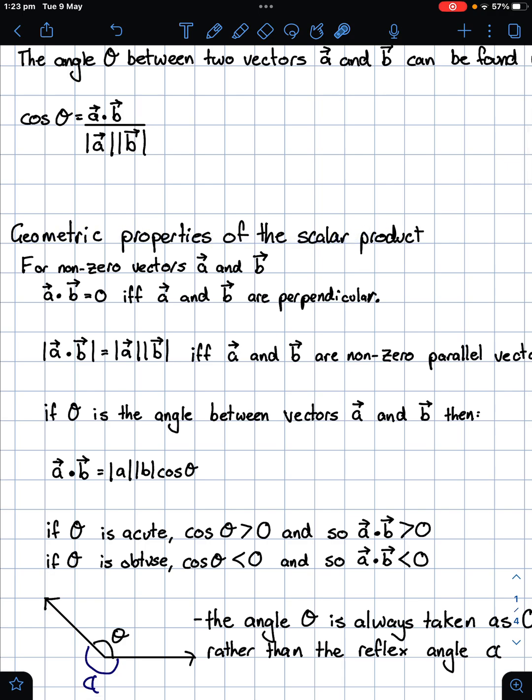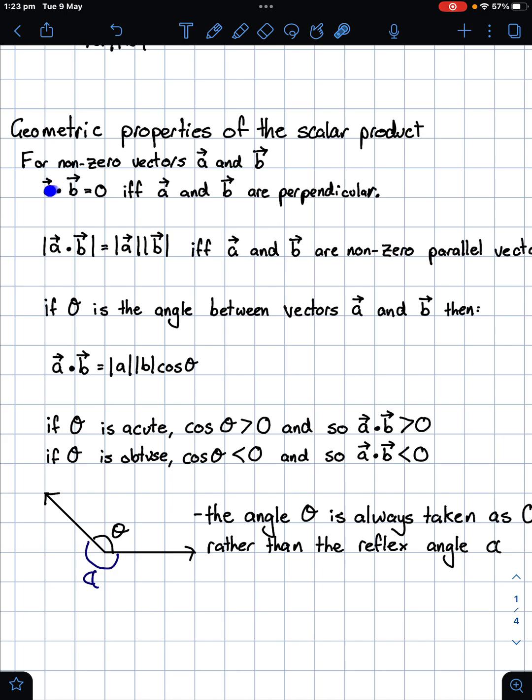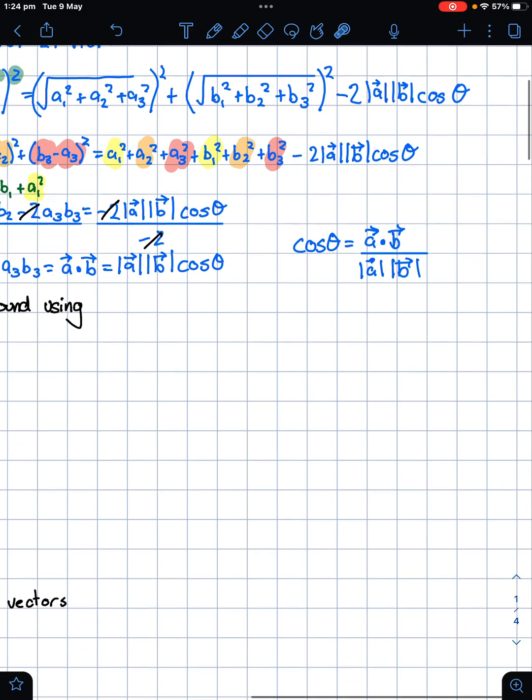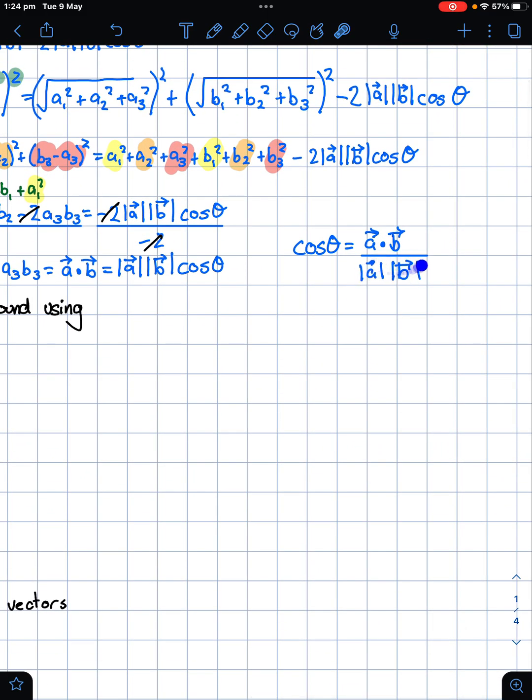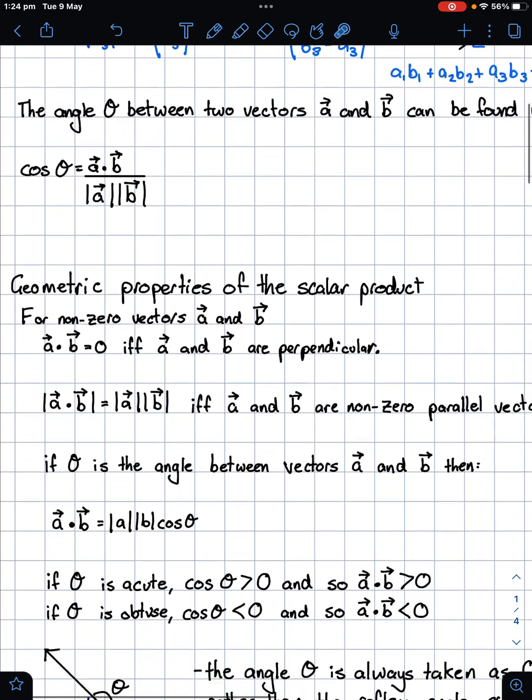Now, geometric properties of the scalar product, these are vital. So this means if we get a dot b equals 0, if and only if a and b are perpendicular. So if you look back here, the denominator here is just going to be a length. So if you think about cosine theta, it only equals 0 when theta equals 90 degrees or negative 90 degrees. So if this angle is 90 degrees, the dot product equals 0.